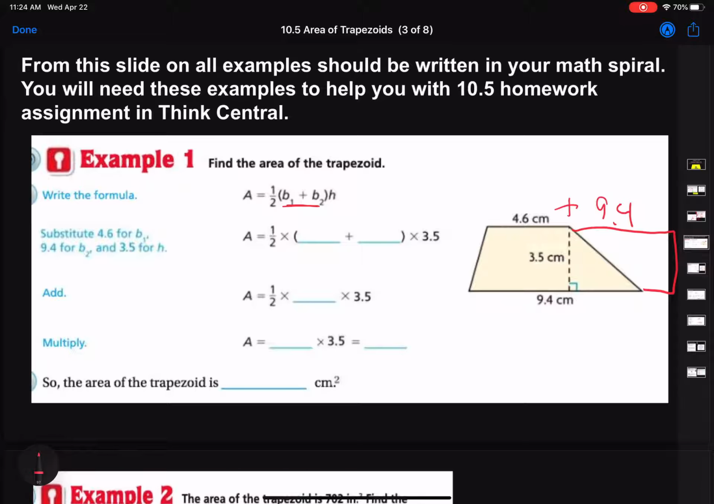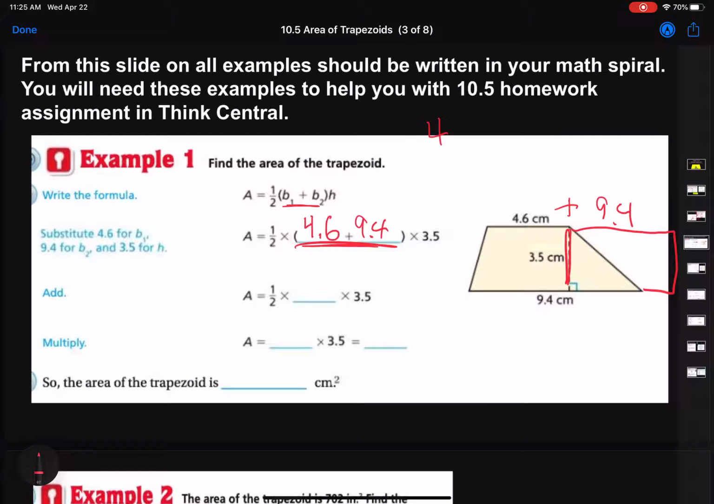So then I need to add those two up because they make my base times my height, and then I'm going to half it. Again, it really doesn't matter the order that you write these two in. But what you're going to do is add up 4 6/10 and 9 4/10. Then we're going to take it times 3 5/10.